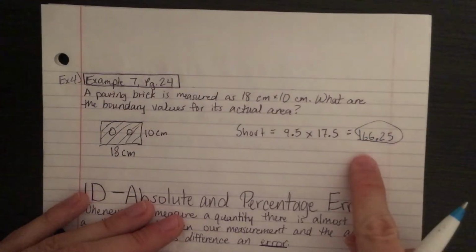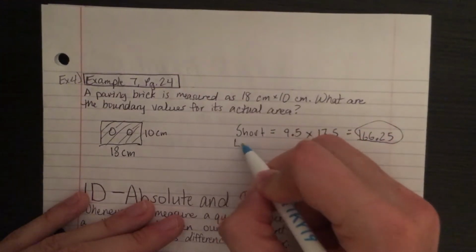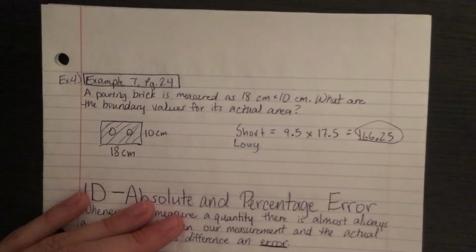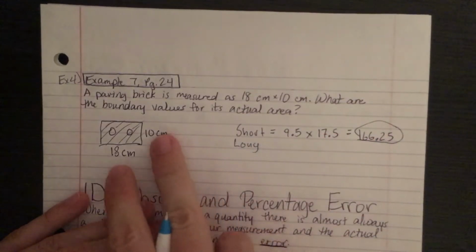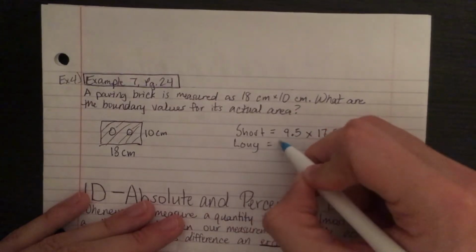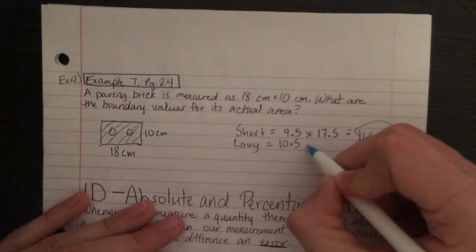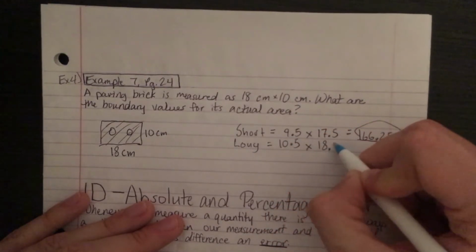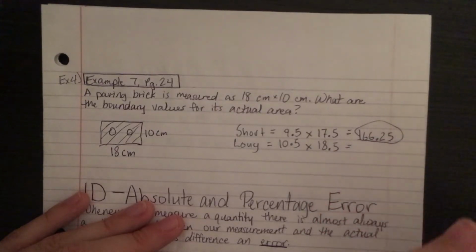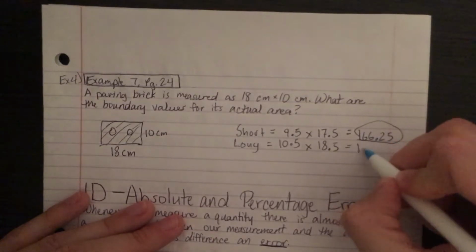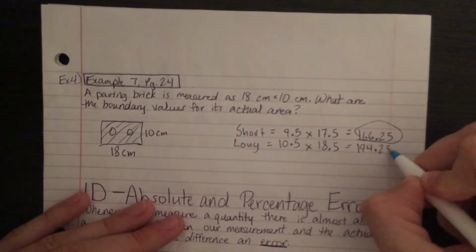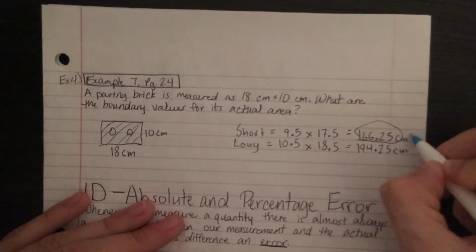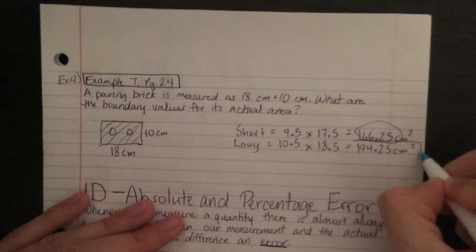166.25. And then for the long area, we're assuming that we're a half centimeter long on both of those to get that range. So we'd say 10.5 times 18.5, and that is 194.25, and I should put the units here. Centimeters squared.